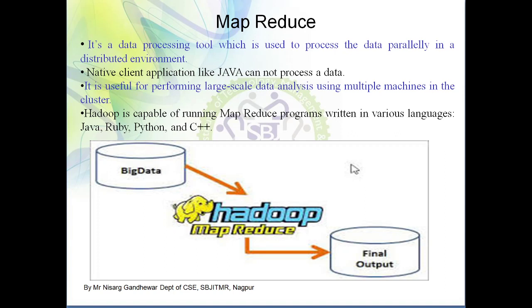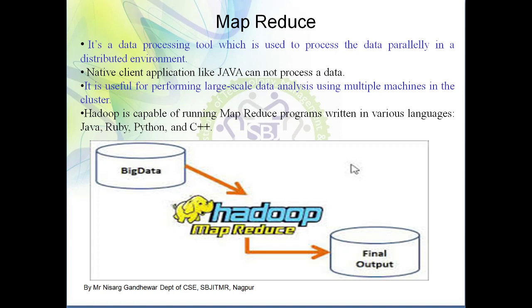So in order to process data which is stored on multiple nodes, we require a framework and a component called MapReduce. That is the importance of MapReduce. It is useful for performing large scale data analysis using multiple machines in the cluster, because we have seen that Hadoop is mostly used to deal with big data. Big data is mostly present in unstructured form, so in order to process that data we are going to use the MapReduce concept.